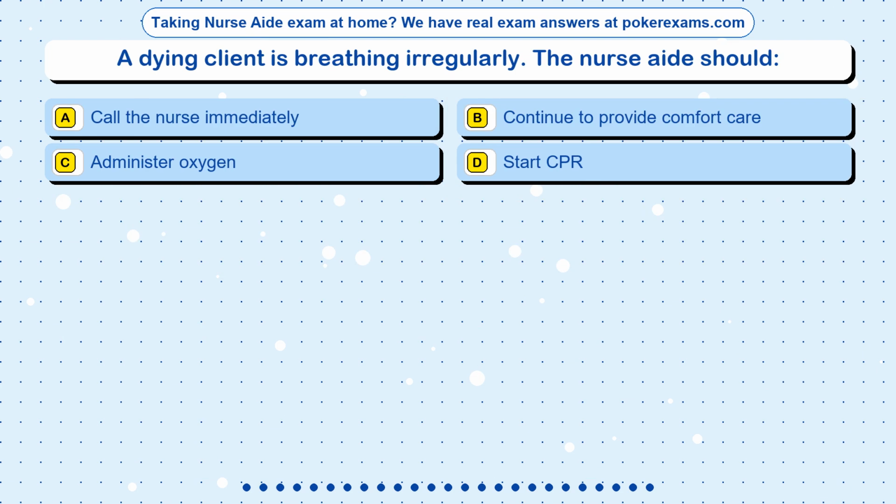Question 14. A dying client is breathing irregularly. The nurse aide should: Option A, call the nurse immediately. Option B, continue to provide comfort care. Option C, administer oxygen. Option D, start CPR.